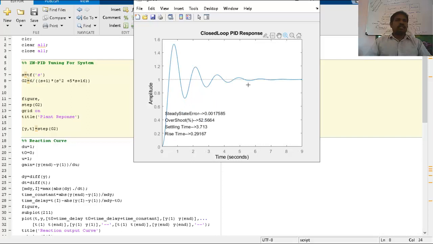So this is the simple Ziegler-Nichols tuning of PID controllers with a higher order transfer function.